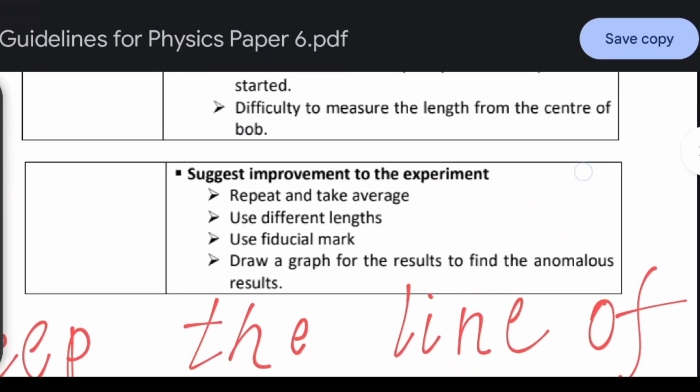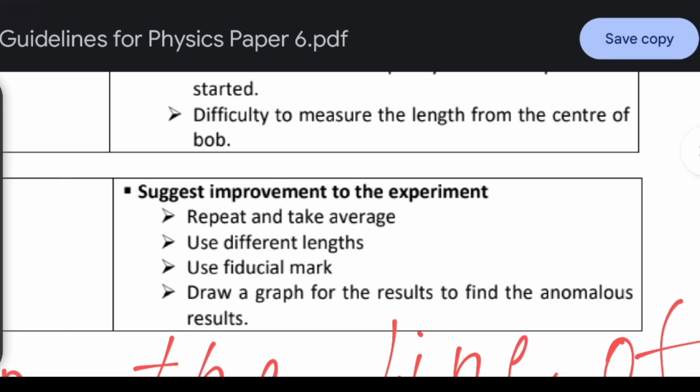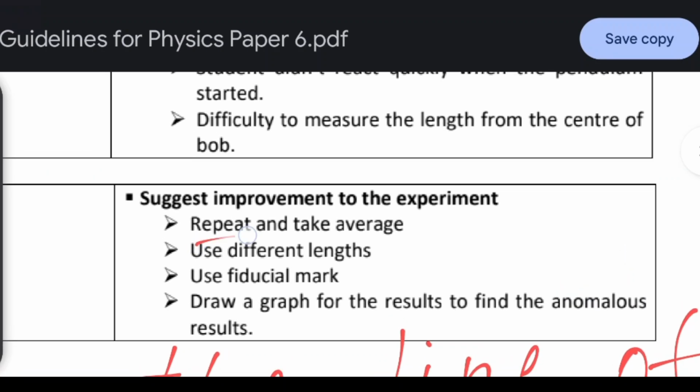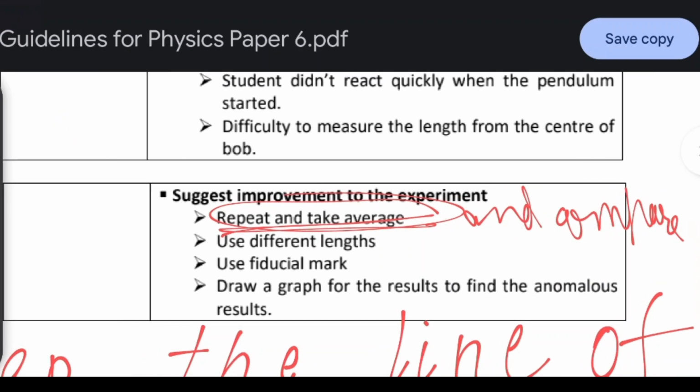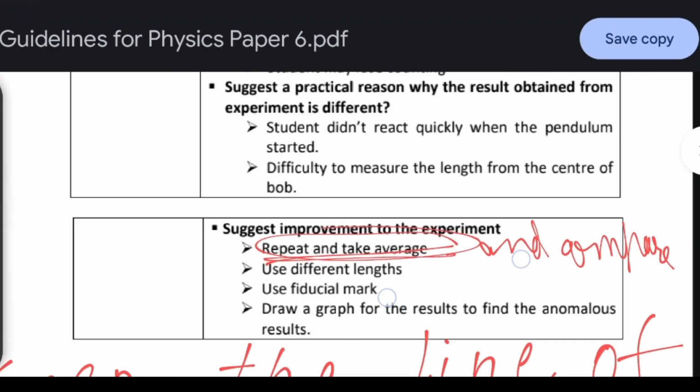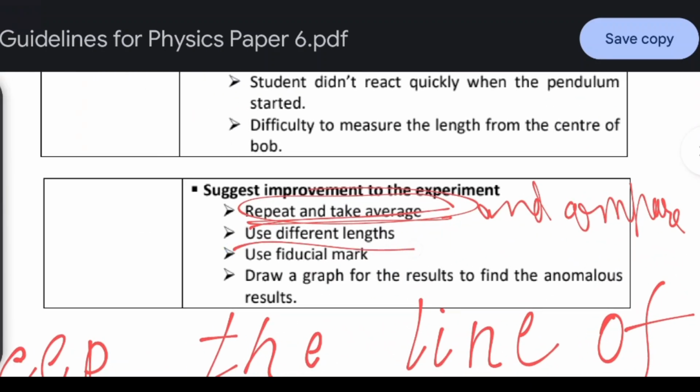Now, suggest an improvement to the experiment. Again, a very commonly asked question. Repeat and take average. Very important. Remember this. You can also add and compare, because sometimes the mark scheme requires that. Sorry, my handwriting, I know it sucks. Use different lengths. Of course, repeat with different lengths. And then use a fiducial mark. Here's fiducial mark. Just stick to this.